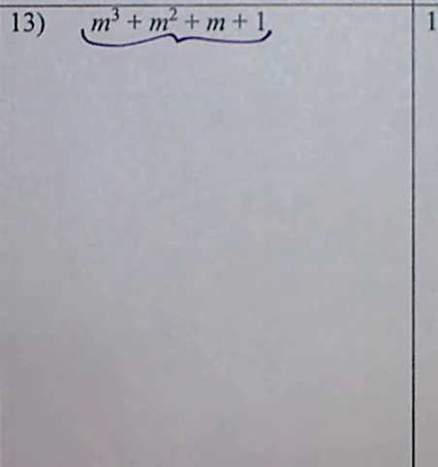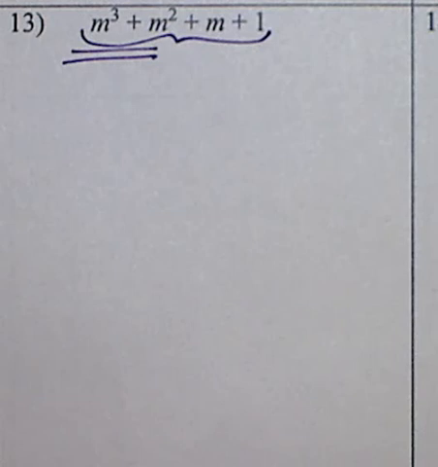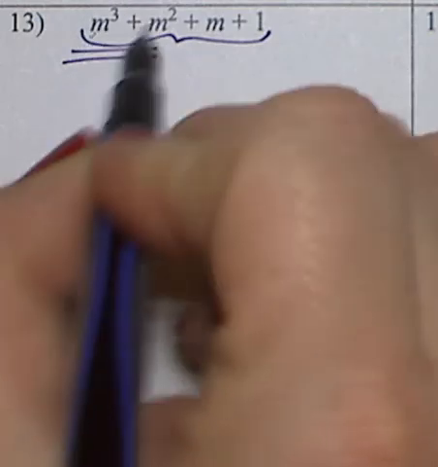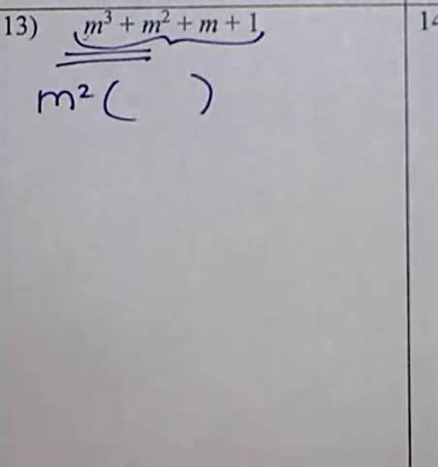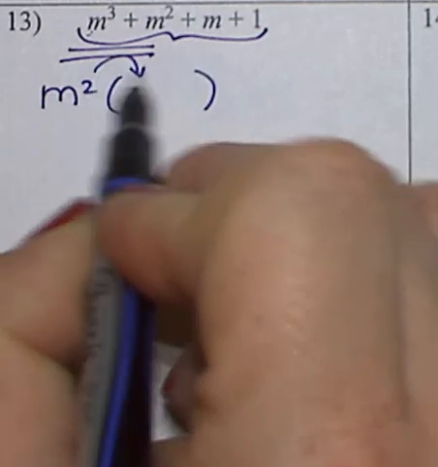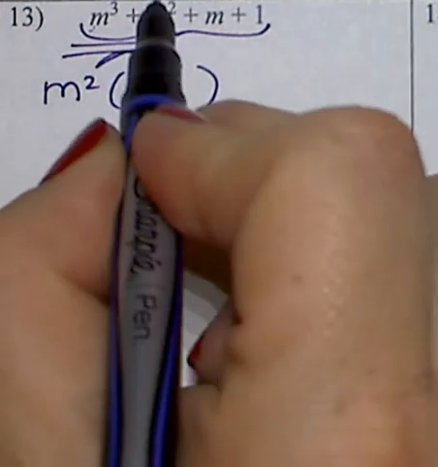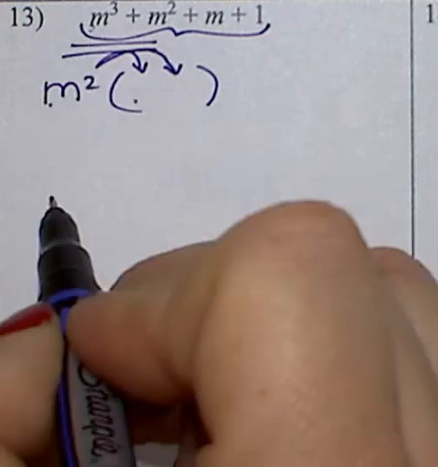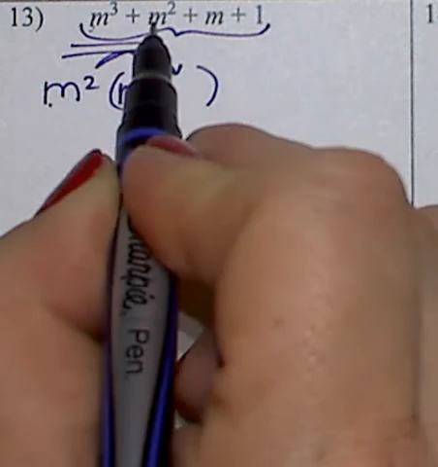So I'm going to look at the first 2 terms in this expression. What's the most I can pull out of those first 2 terms? There's 3 m's here and 2 m's here, so the most you can pull out of both is 2 m's, m squared. Now I need to figure out what goes into this parenthesis so that when I distribute the m squared, I end up with this. So m squared times what gives you m to the third? You need one more m. And m squared times what gives you m squared?